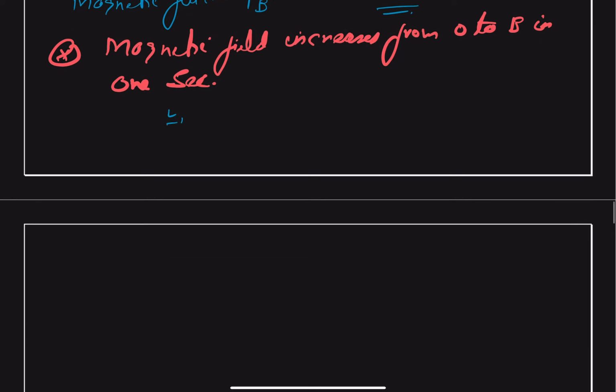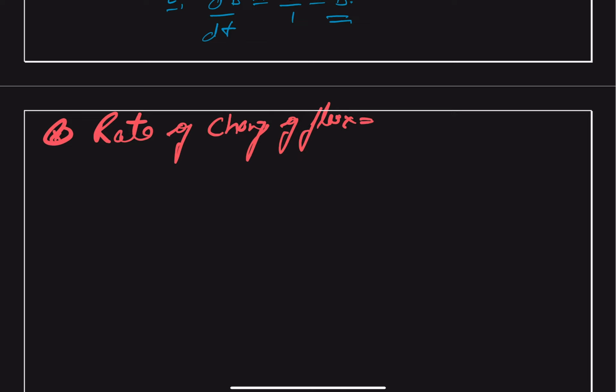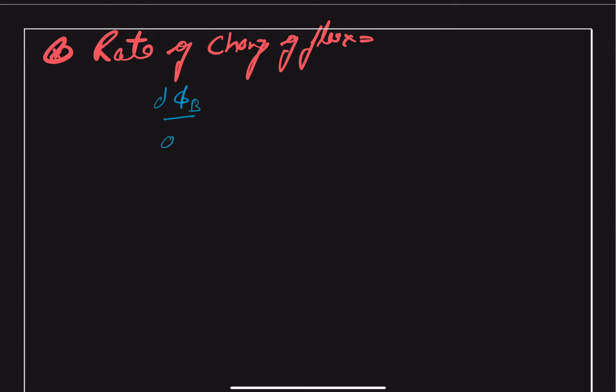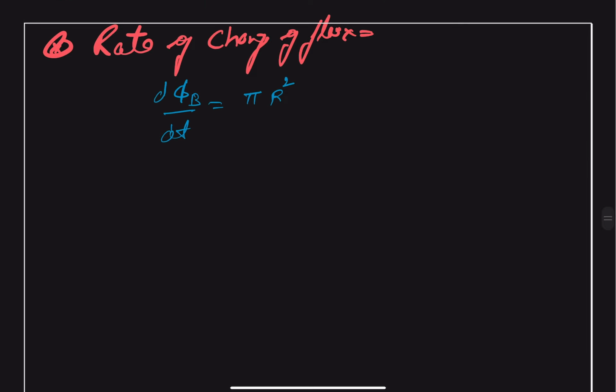Therefore, we can write that dB by dt will be equal to B upon 1, which comes equal to B. So therefore, the rate of change of flux, d phi by dt, will be equal to pi r square multiplied by dB by dt, and the derivative dB by dt we just found out is equal to B. So let me write it here: dB by dt, and this comes as pi r square multiplied by B.